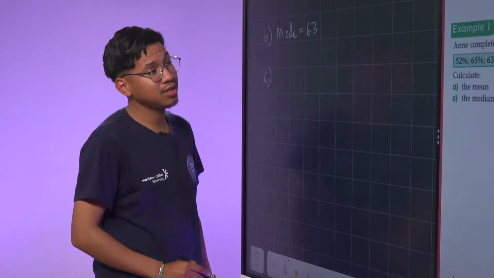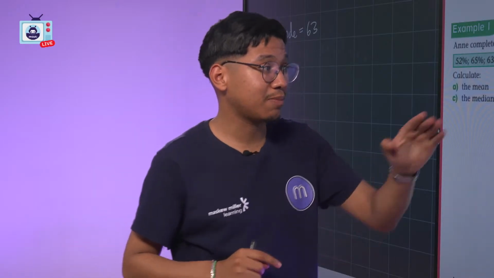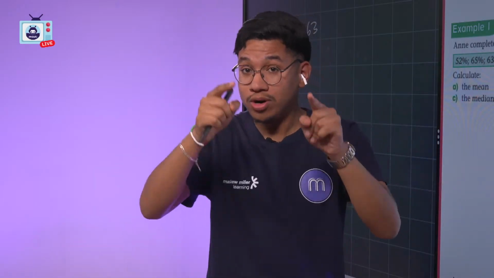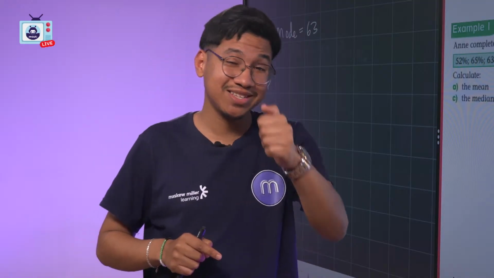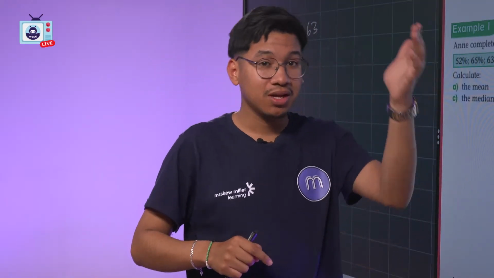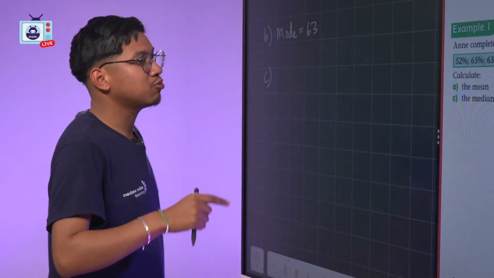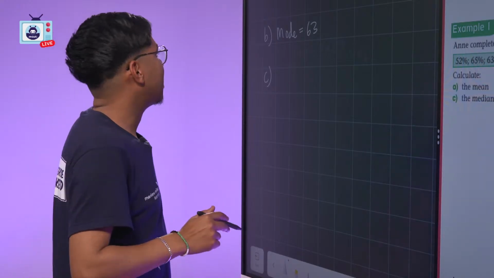C is the median. Right now, very, very important to understand. What did we say about the median and about the range? We first need to order our data. It must first be in the ascending order. So from smallest to biggest, okay? So I take the smaller number first, and then I put it in the order.